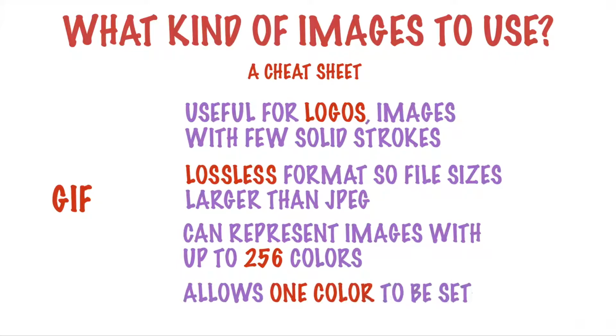GIFs can represent images up to 256 colors. GIFs only allow one color to be set to transparent, so their support for transparency is less than that of PNG files. Let's now turn our attention from the different types of image formats to the different attributes of the image tag. There are a bunch of potentially useful attributes that we should be sure to understand.